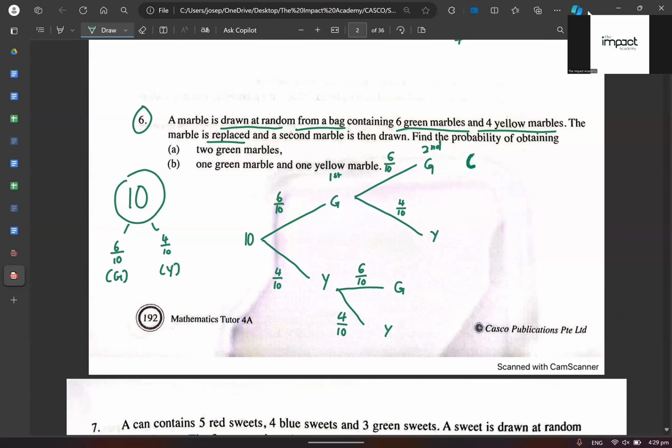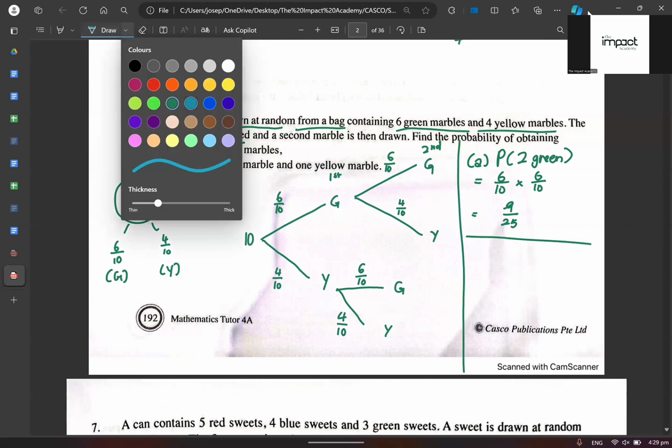So then for A, what is the probability of it being 2 green? 6/10 times 6/10. Very good. Why times? Because 2 green, right? So first one green, then you go another branch, you must always multiply. Am I making sense? When I say 'and', it means you have to multiply. So over here, we don't need plus. Very good. So you get 9/25. You don't need to press the calculator. Do you understand?